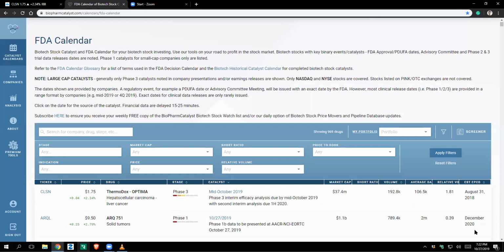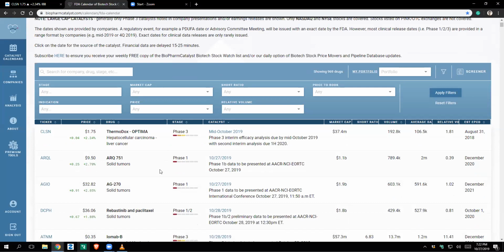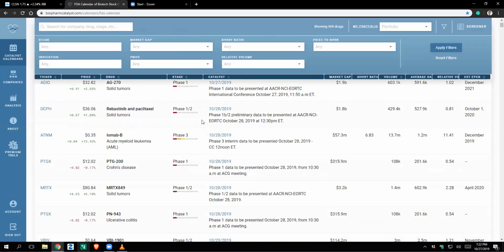Okay, ARQL. This is a stock I own. Phase 1 ARQ 751, solid tumors. Phase 1B data to be presented at the AACR-NCI conference on October 27th. So this is already passed. Today is October 27th. So let's skip this.